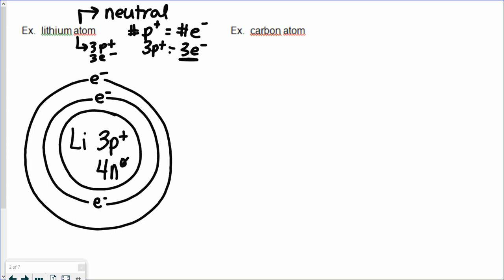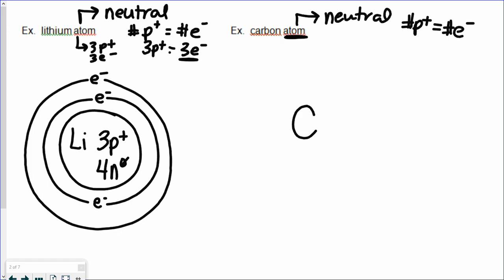So next one is carbon. Again, it says carbon atom, so neutral. So number of protons needs to be equal to our number of electrons. So finding carbon in your periodic table, it's atomic number 6. Element symbol is C. So since it's atomic number 6, it will have 6 protons.